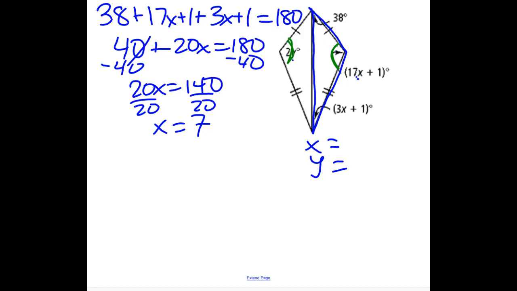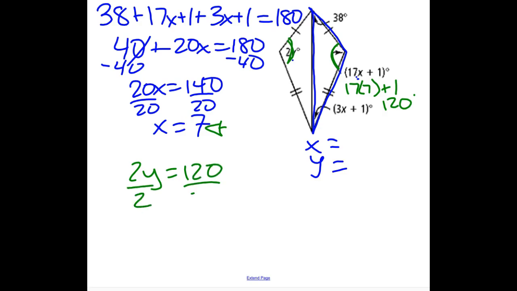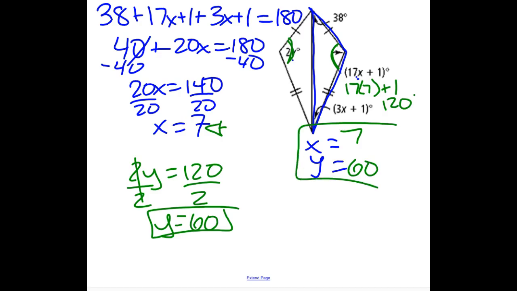Now we can figure out how much 17x plus 1 is because we know x is 7. So I'm going to quickly plug that in. I've got 17 times 7 plus 1, and that gets me 120 degrees for that angle. Well, this is a 2y angle, so 2y then equals 120. Now I just keep solving by dividing by 2, and y is in fact 60. So x was 7, and y was 60.